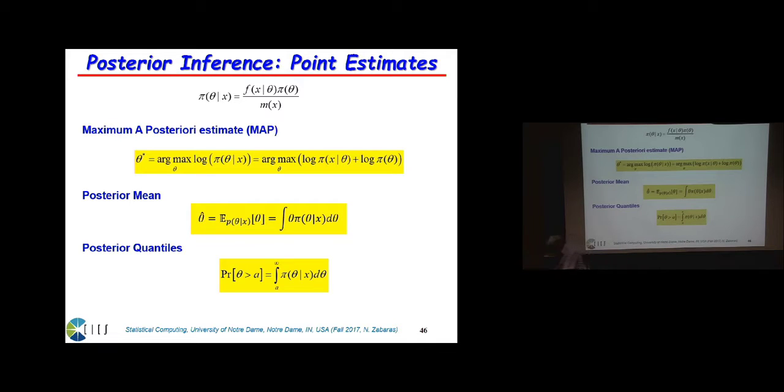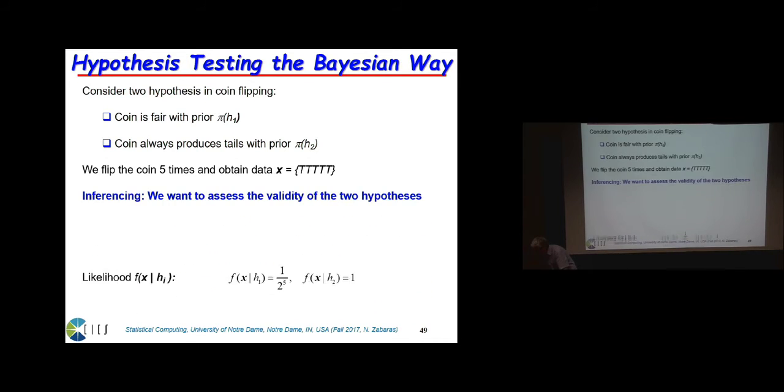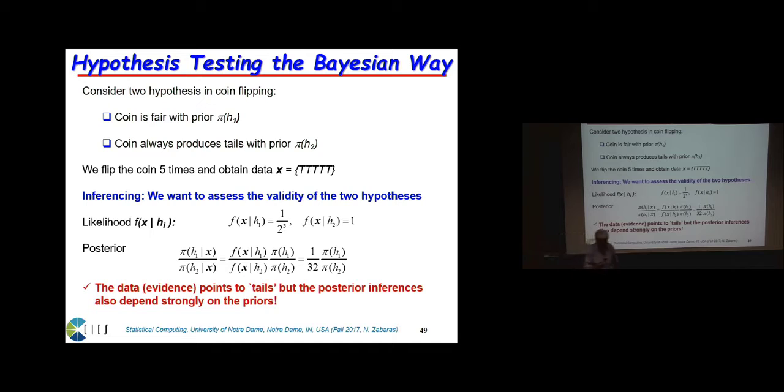So let me jump. Slide 49. And I'm going to do one example, trivial. Okay, so coin flipping again, just playing with the posterior. So let's say you want to check the hypothesis that the coin is fair, similar to what we had before.